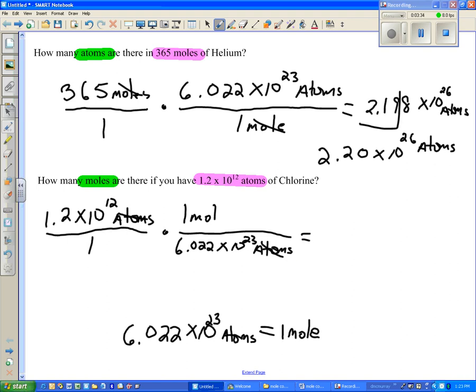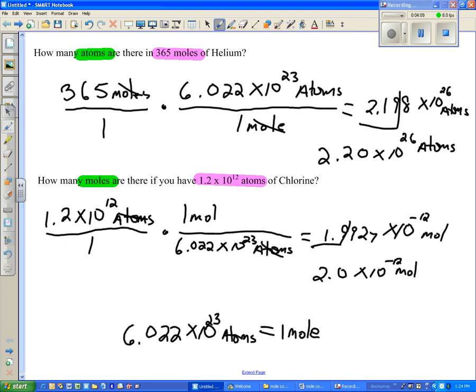And if I press the right buttons on my calculator here, I'll end up with 1.9927 times 10 to the negative 12th moles. And again, sig figs are important. We have 2 sig figs, so the answer is 2.0 times 10 to the negative 12th moles.